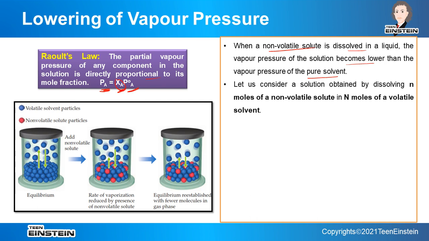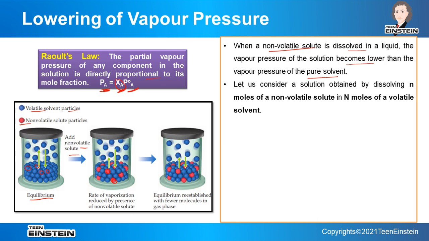Now here in the picture we have volatile solvent particles, which are the blue particles. So this is actually pure solvent, there is no solute. But when you add some non-volatile solute, that is these red particles, the red particles are also there. If you look at the surface, in the previous case when it is pure, there are only blue particles. I am focusing on the surface because only from the surface do they go to the vapor phase.